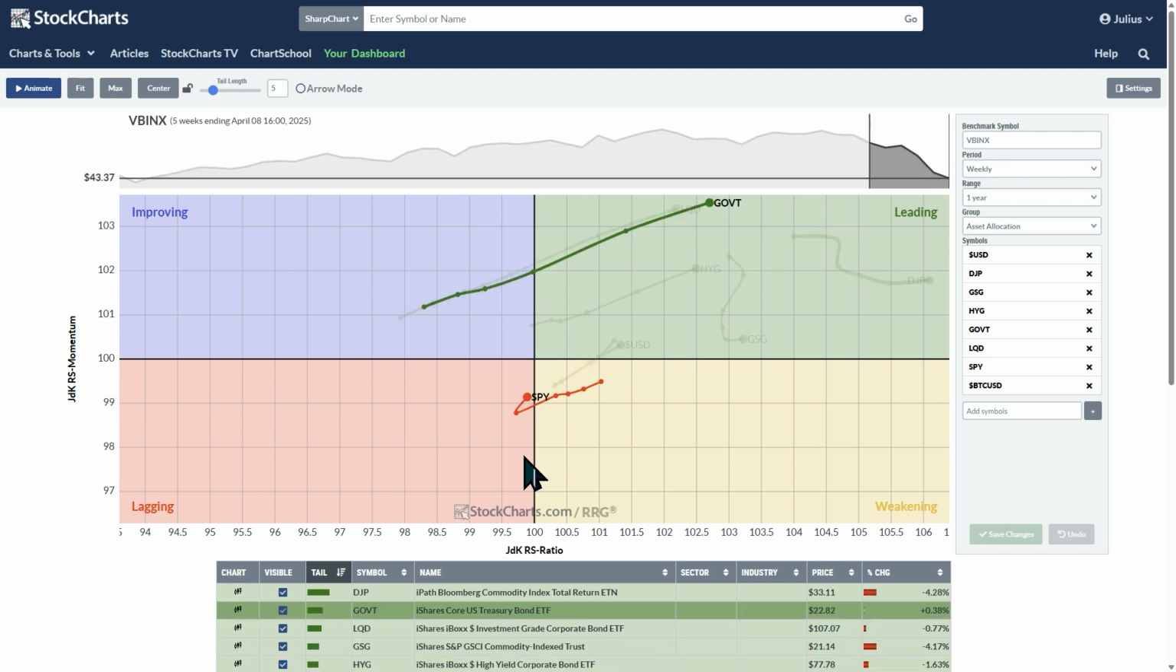And now we're sort of in limbo with the stock market, but we'll work it out with RRGs in the coming weeks. This is a quick show on how you can use RRGs not only for sector rotation, but also for asset allocation. Go check it out in your own account.